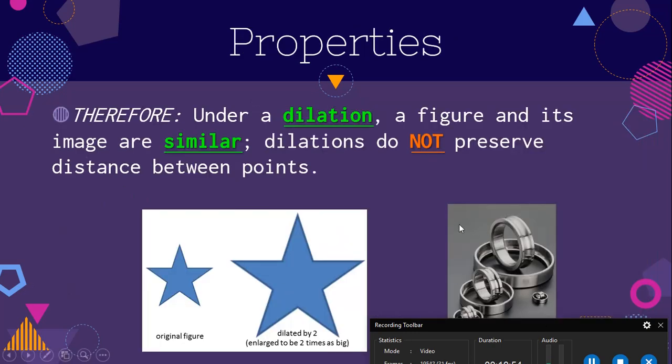When you dilate a figure, what we're going to get is an image that is similar. So it'll be the same shape, but it will no longer be the same size. So under a dilation, we are not preserving distance between points. Your sides are going to either shrink or enlarge.